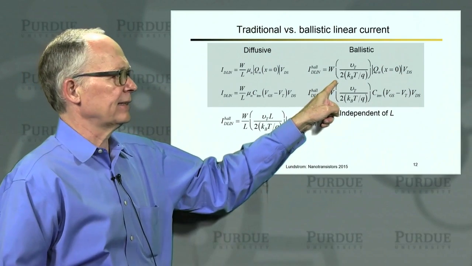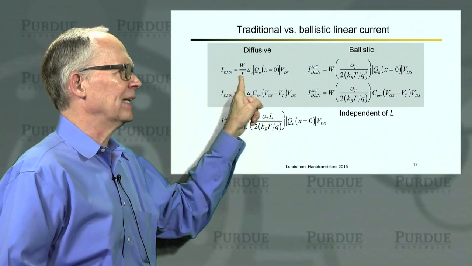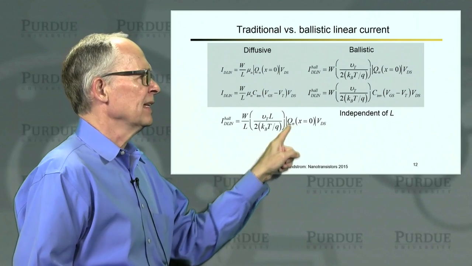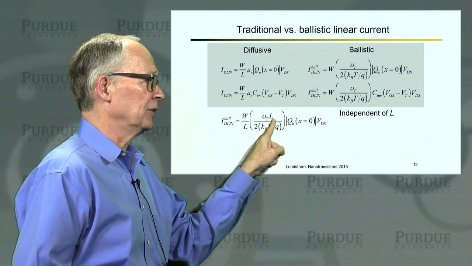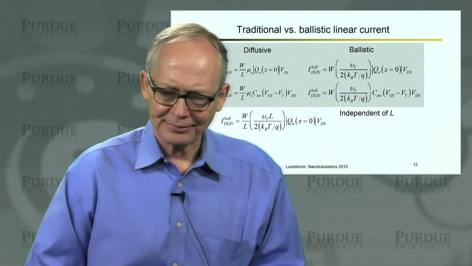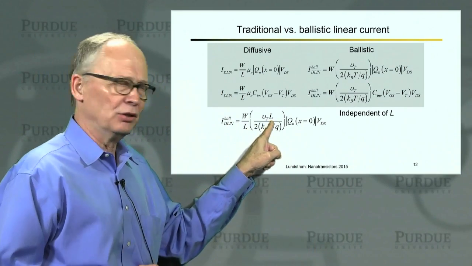Let me take the ballistic expression and divide by length so that I can make it look like my diffusive equation with a W over L out front. And then if I divide it by length, I have to multiply by length, and let me group all of those quantities together. Now, if you look closely at these quantities, let's look at the units.